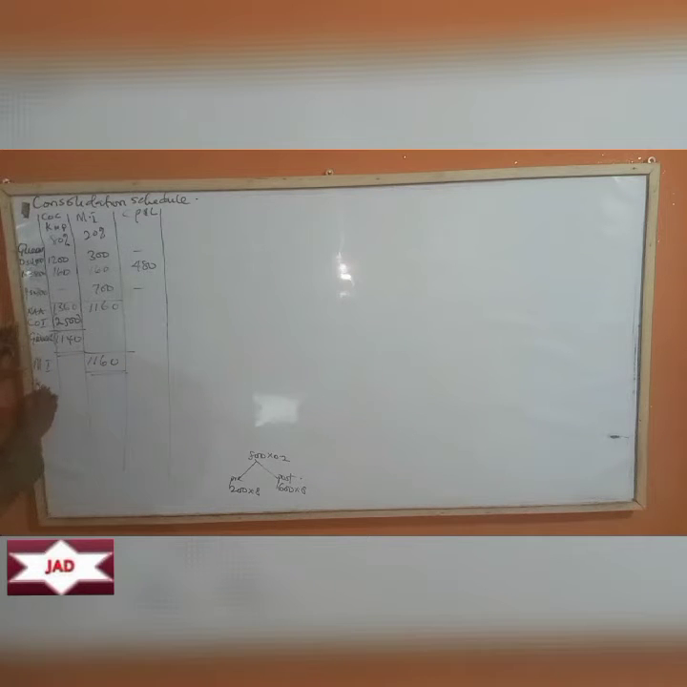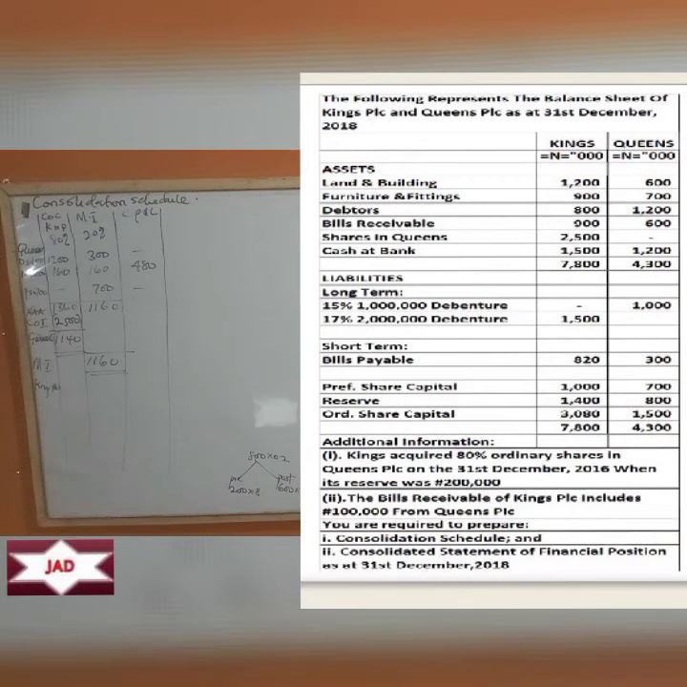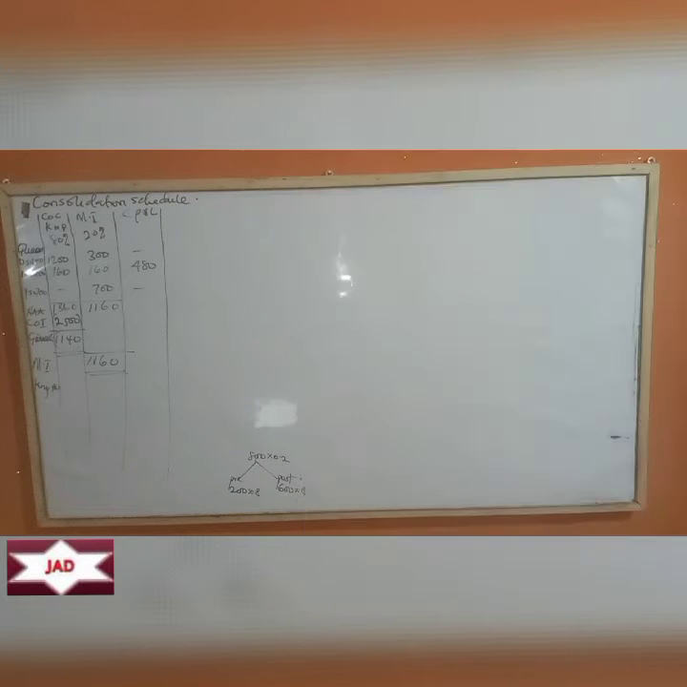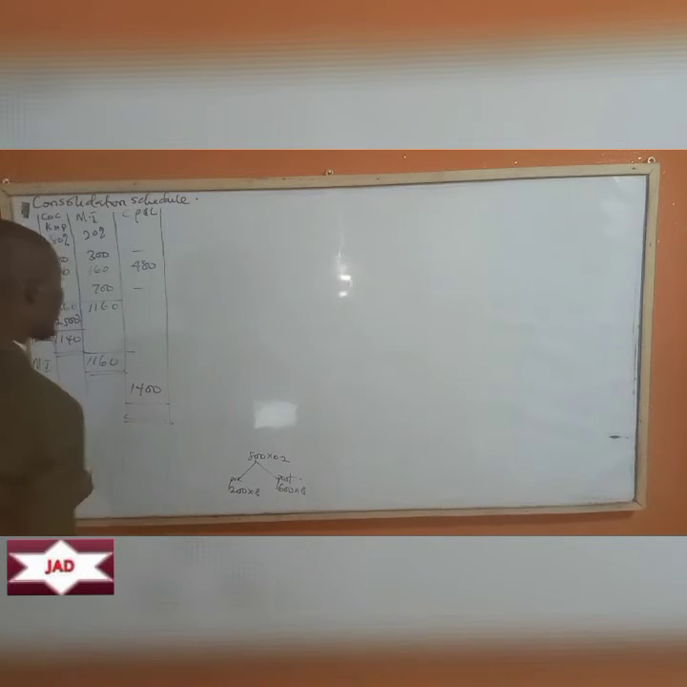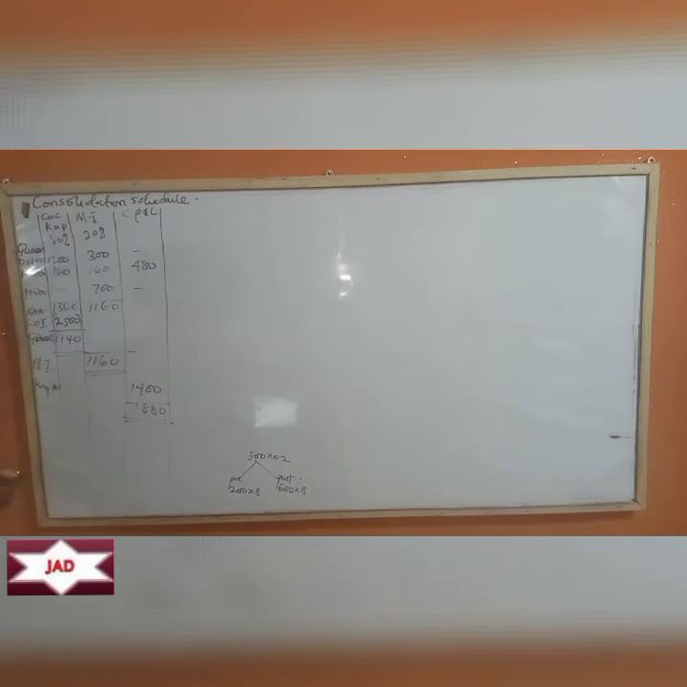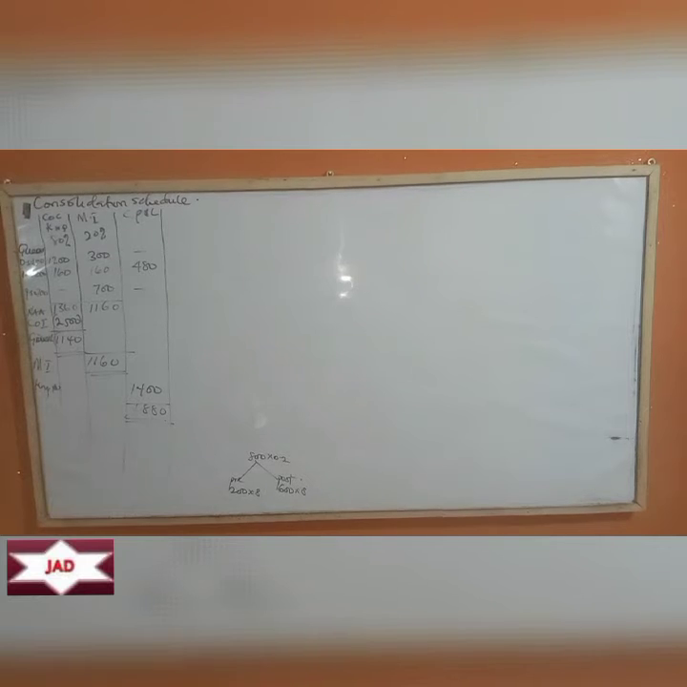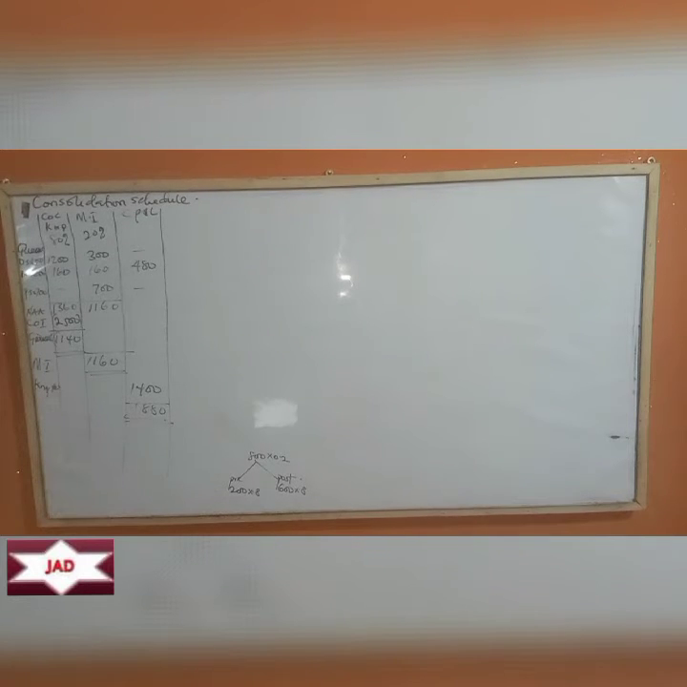So what is King's Reserve? King's Reserve, based on the balance sheet, is 1,400. So what do you have? That's 1,880. Check. 1,400 plus 480, 1,880. So this is CP and L.